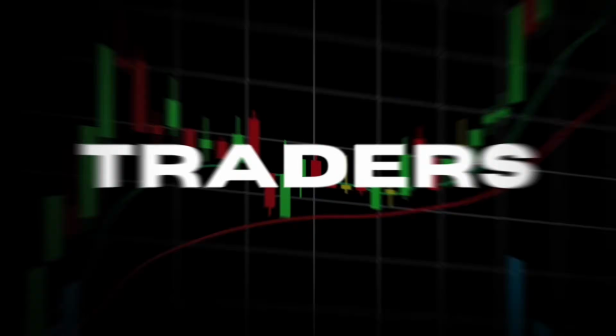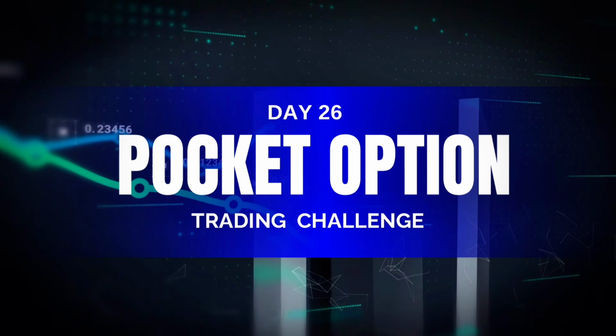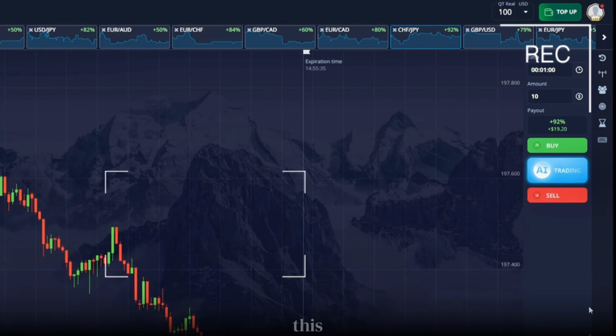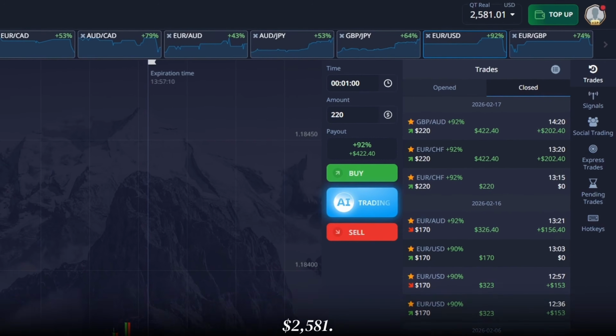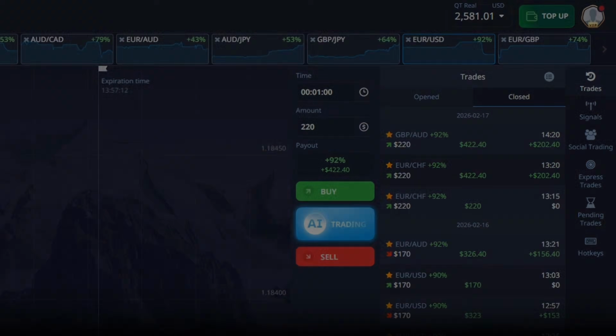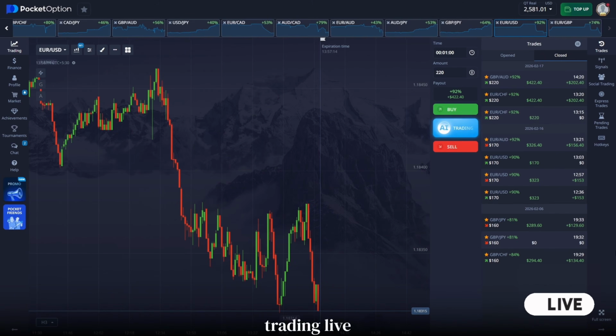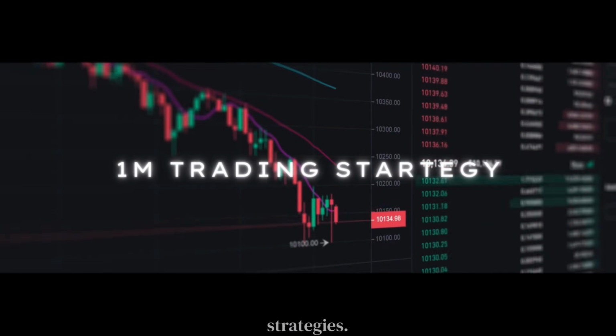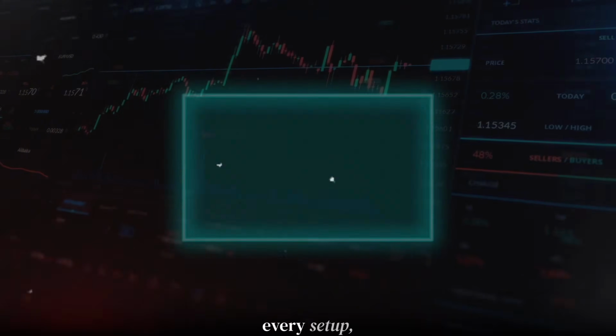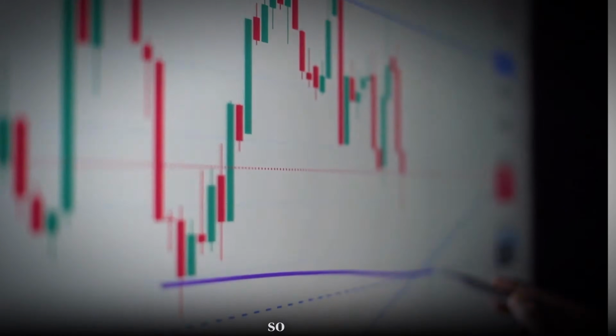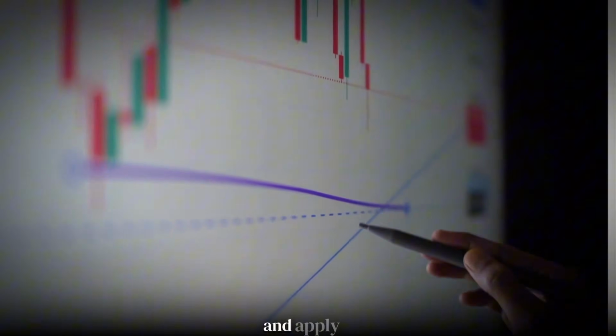Hello traders, welcome back. This is day 26 of my 1 minute Pocket Option trading challenge. I started this challenge with $100 and as of today the account stands at $2,581. In this session, I will be trading live using my 1 minute trading strategies and I will explain every setup, confirmation and mistake so you can understand the logic and apply it correctly.